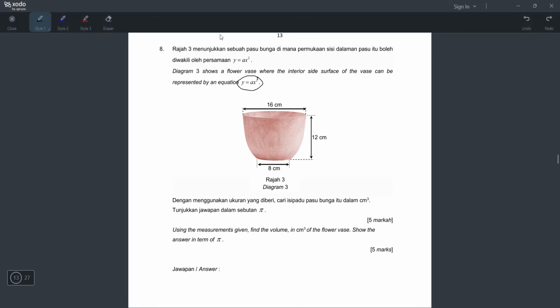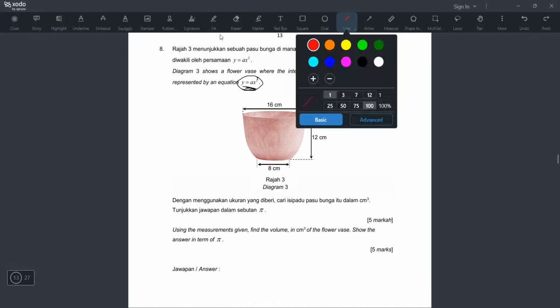So the only way is to use the integration method to find the volume, because they give us an equation, right? But the problem is, how can we integrate? Because we don't have the y-axis and the x-axis now, right? So now we have to draw our own y-axis and x-axis.